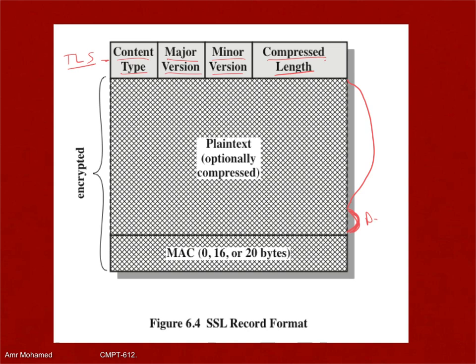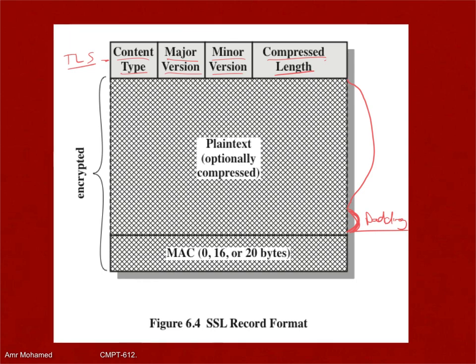So this is a random padding. Again, random padding is to confuse traffic analysis. Of course, because there is random padding, it might be variable. It might have variable size. That's the whole point of random padding, and that's why you need to keep a compressed length.